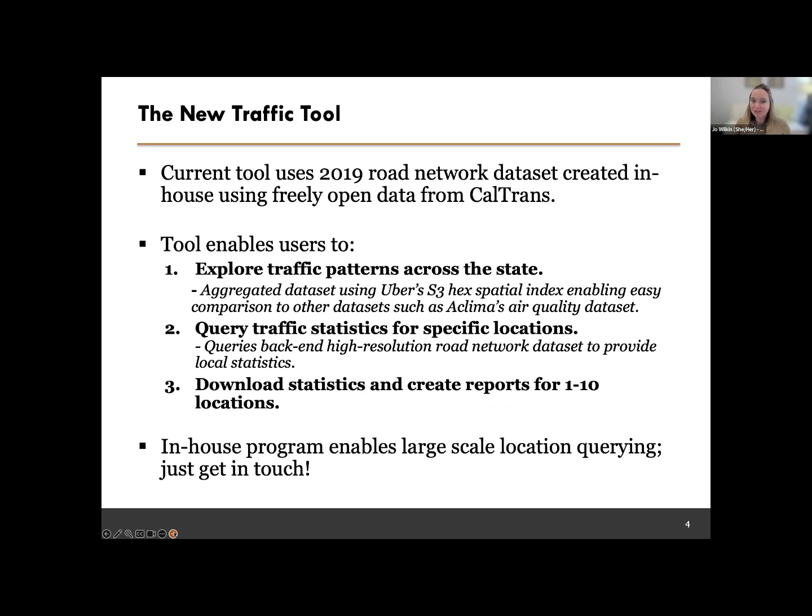So the current tool uses data from 2019. This data set was actually developed about a year or two ago, and we focused on 2019 to capture traffic levels that were pre-pandemic. Any data from 2020 and 2021 is going to be slightly affected by the impact of most people working from home over those years. So 2019 was seen as a good year to use to create this in-house road network data set.